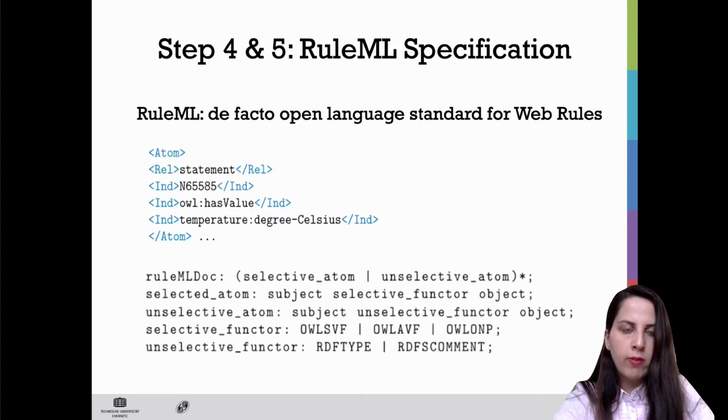Then in steps 4 and 5, we converted into a rule-ML specification. The restricted axioms that we identified in the previous steps need to be expressed in natural language to facilitate understanding by developers. So we use model-driven engineering, as I already mentioned, to automate this generation process. Step 4 is a model-to-model transformation from OWL to rule-ML. In particular, we adopt the first-order logic rule-ML specification.